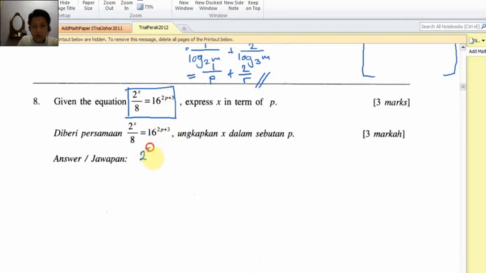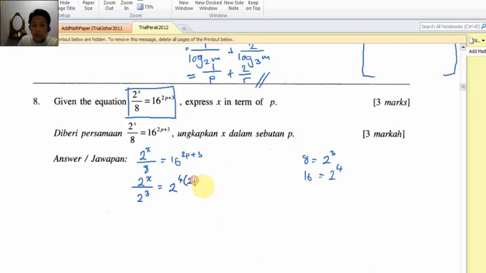2 to the power of x over 8 equal to 16 to the power of 2p plus 3. 8 can be expressed in base of 2, which is 2 to the power of 3, right? 2 times 2 is 4, 4 times 2 is 8, so that's correct. And 16 is equal to 2 raised to the power of 4. So then we can expand it here, 2 raised to the power of x over 2 to the power of 3 is equal to 2 to the power of 4, right? And then raised to the power of 2p plus 3.